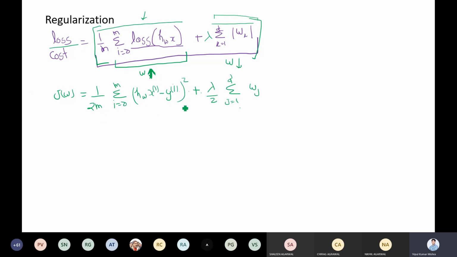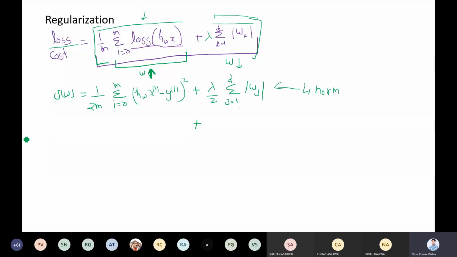Initially only the first part was the cost. Now with the regularizer, the second part is also added. So you can say this second part is your regularizer. This is an L1 norm. In the L1 norm you will take just the modulus. Now if you want to take an L2 norm, there is another variety. So this is with the L1 norm.